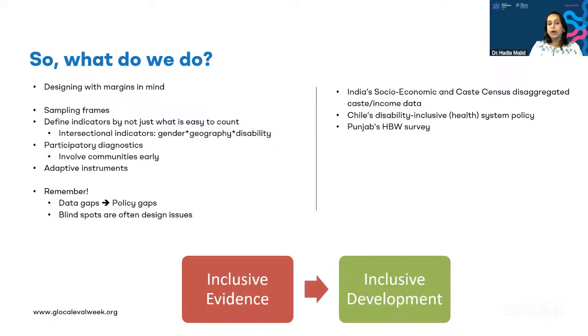There are some interesting examples where countries have closed the data gaps, and that has helped improve policy design. There's the socio-economic and caste census that was done in India, which allows them to disaggregate caste and income data in a lot more detail. There's a disability inclusive survey that was done in Chile, which made their health system and their health policy a lot more inclusive.